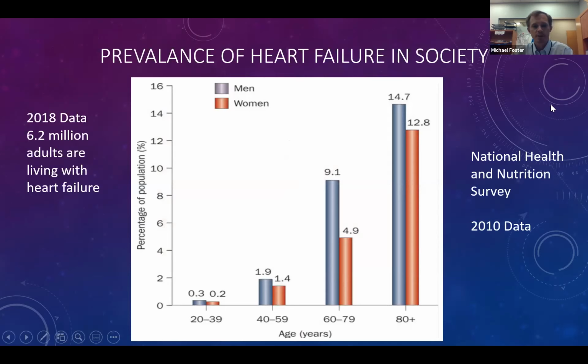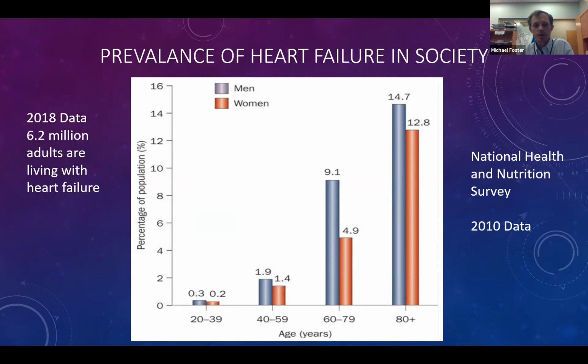The prevalence of heart failure in our society is growing very quickly. Unfortunately, it seems to be following our obesity epidemic. In 2018, a little over 6 million adults were living with heart failure. And as you can see, it grows quite quickly when we go above the age of 60 into our Medicare population. The growing number of patients seems to indicate that our baby boom population is getting to this age group and starting to have chronic medical illnesses.